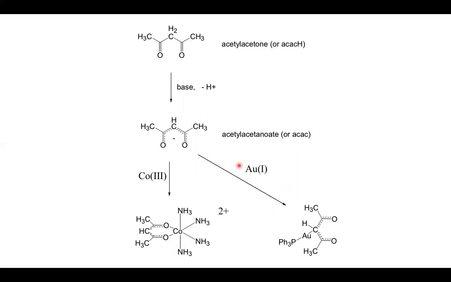If, however, we combine it with this gold 1+, a soft metal center, similar to the gold 1+ we saw on the previous slide, it is not going to want to interact with the oxygens very much. The oxygens are too highly charged, they're too small, they're not really very polarizable. It just doesn't like the combination there. And so what ends up happening is that it acts as a monodentate ligand and it binds through the carbon to the gold center.